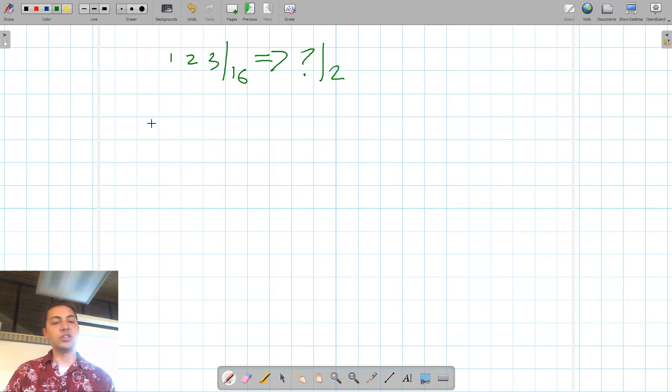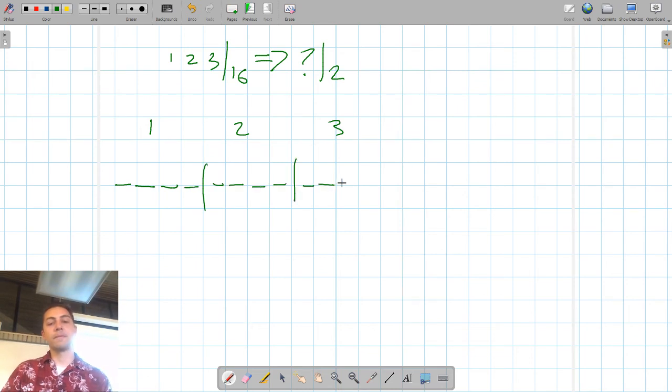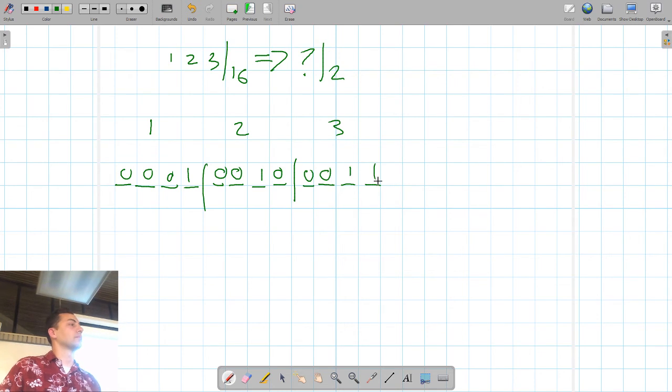Well, you just take each digit, 1, 2, and 3, and you assume that there are 4 places associated with it. And you fill them in. 1 in binary is 0, 0, 0, 1. 2 is 1, 0, and you just fill in the rest with zeros. 3 is 1, 1. That's it.